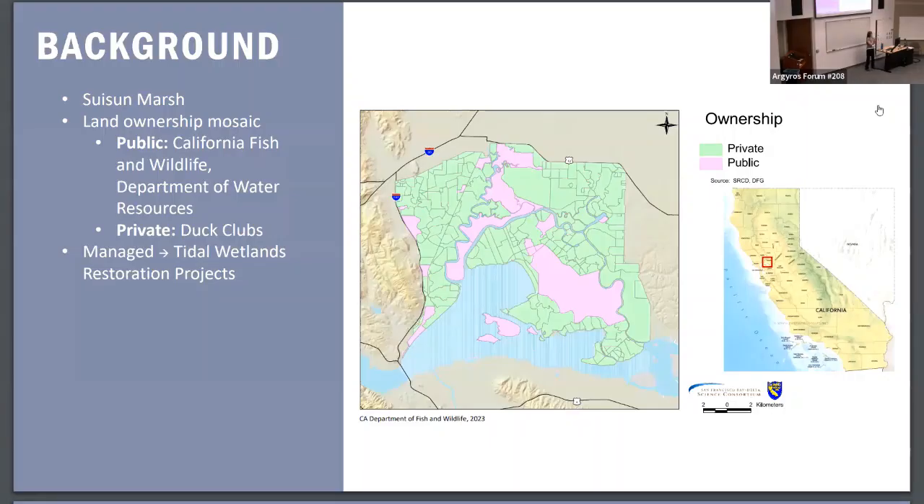Okay, so a little bit of background on where this study was located. It's located in the Suisun Marsh, and it's about 470 kilometers squared. Upstream of it is the Sacramento-San Joaquin Delta, and downstream of it is San Francisco Bay, just to get a little geographical location. As you can also see in that really tiny little red box, it is where it's located. It's also a land ownership mosaic, both public and privately owned. The public is the California Fish and Wildlife and the Department of Water Resources, which is in the pink.